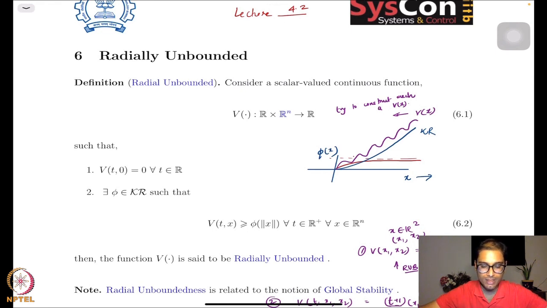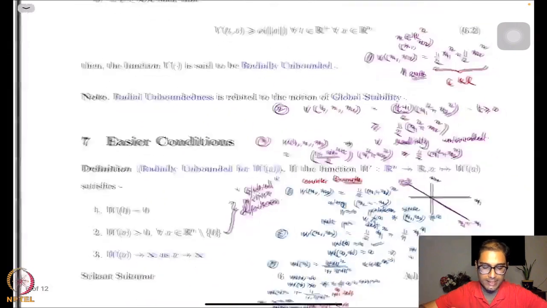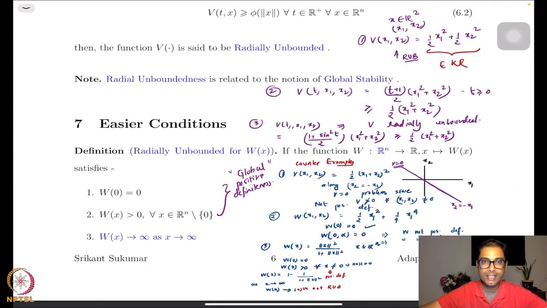As always, we gave a definition for radial unboundedness, which is an extension of positive definite functions. Just like in the case of positive definite functions, we also proposed some easier tests for verifying radial unboundedness, because the definition itself may not be amenable for use in a lot of cases. The definitions require us to come up with some class K and some class KR functions, which may not always be easy to find. So for radial unboundedness, we came up with these easier conditions.